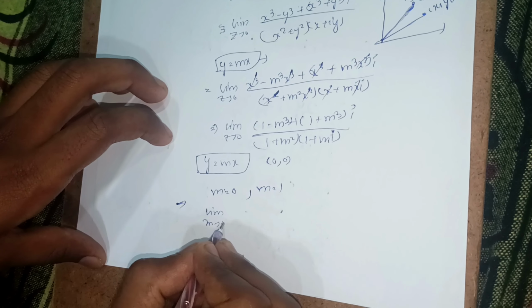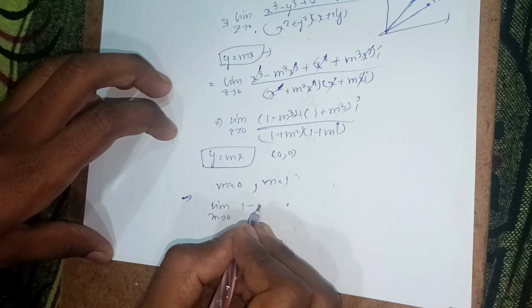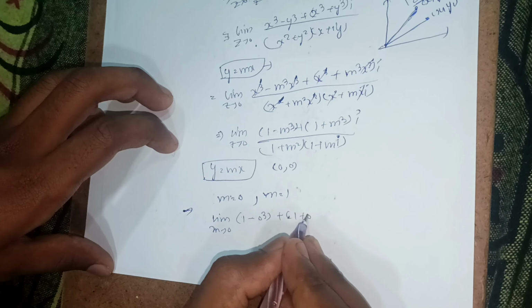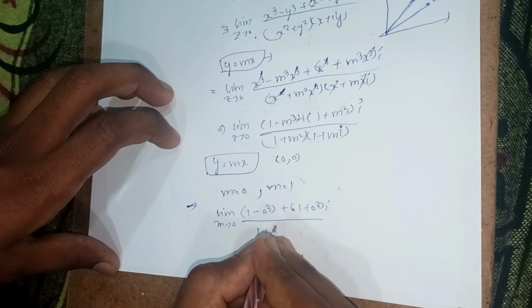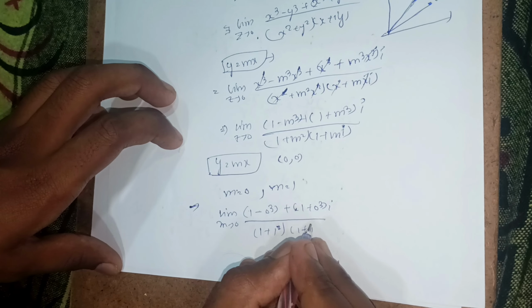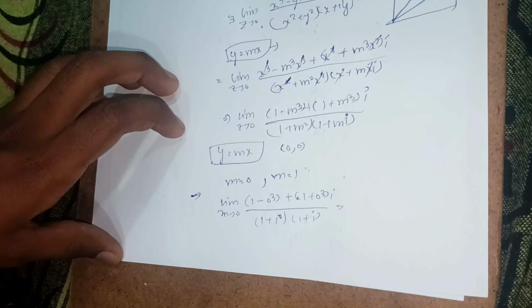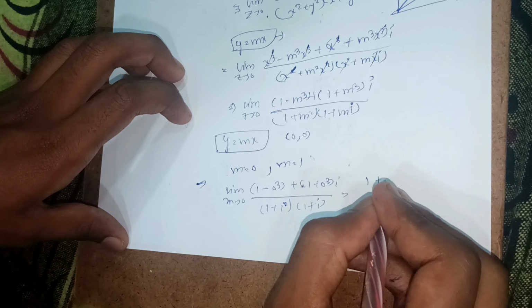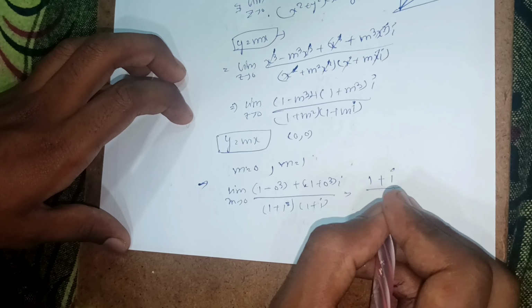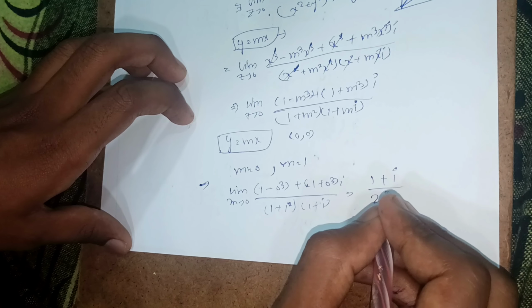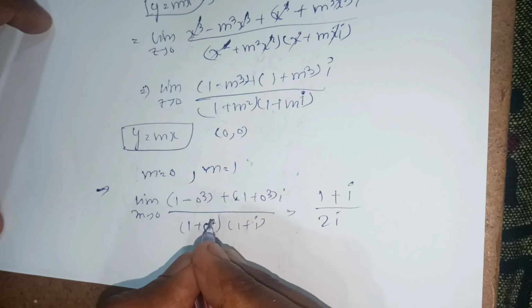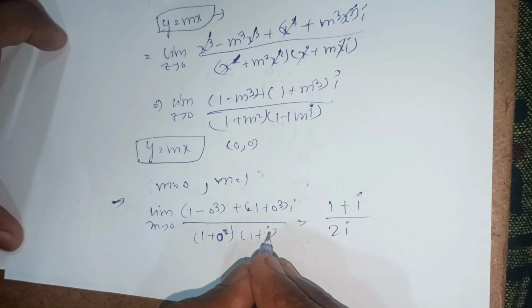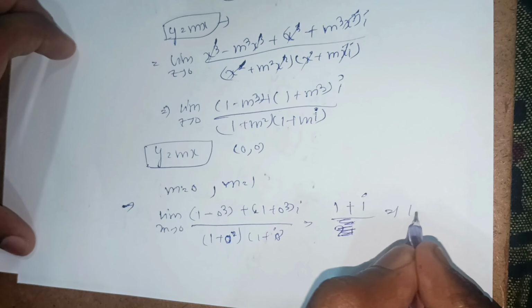Limit m tends to 0: (1 − 0³) + i(1 + 0³) over (1 + 0²)(1 + i). Here we get 1 minus 0 cube is 1, plus i, so the first result is 1 + i. Next one we're going to see on the next page.